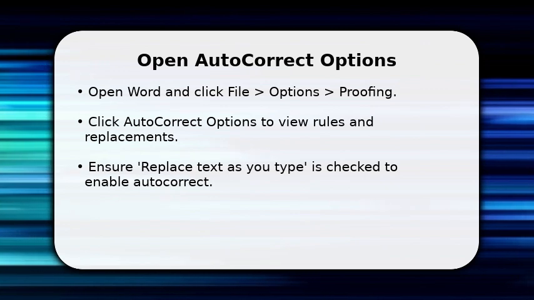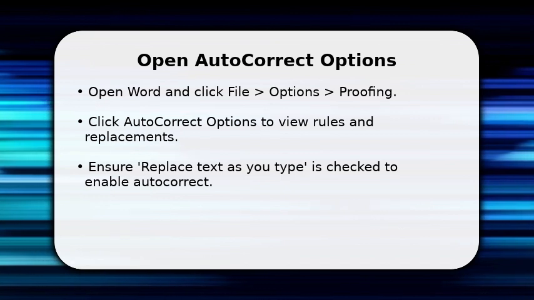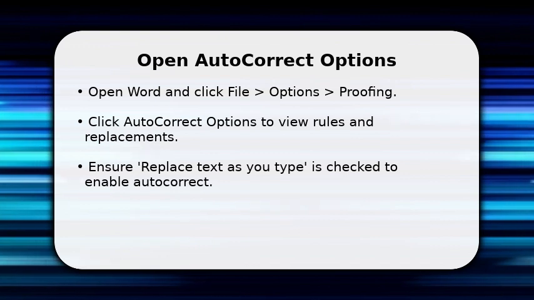You're preparing Word to intercept typing and replace mistakes automatically, which saves time and enforces consistent spelling. This first step sets the context. You need the panel open so you can add or edit replacement pairs immediately.